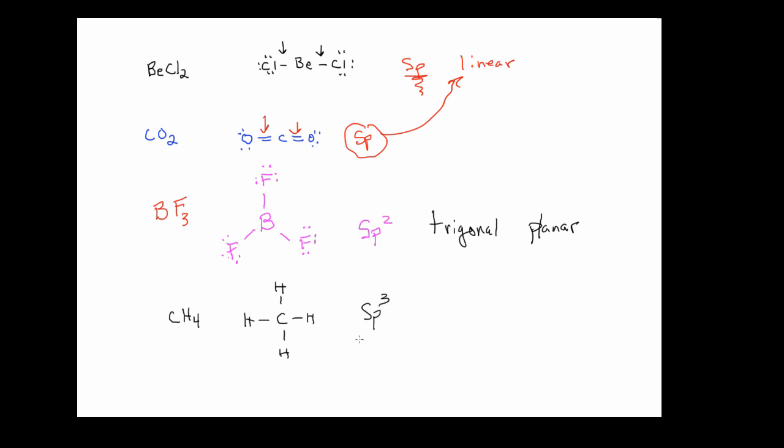And sp3 hybridized systems are going to be tetrahedral. All right, and the bond angles are going to be 109.5. The trigonal planar is going to be 120, and our linear molecules are going to be 180. All right, and with that, I'm going to go ahead and close the video.